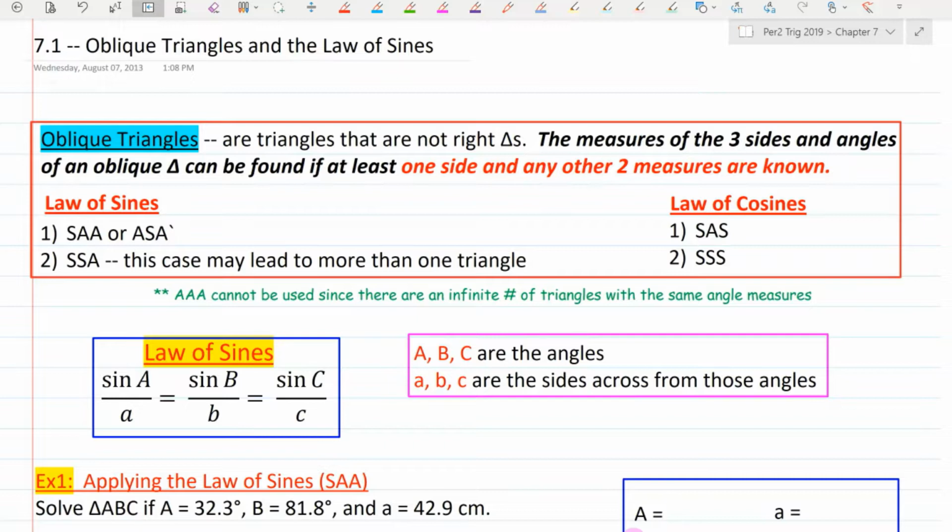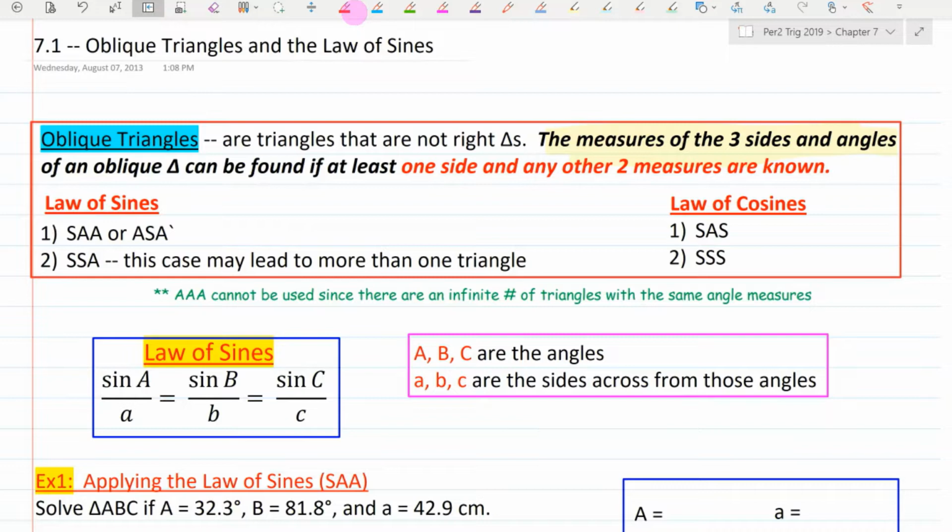We're going to be talking about triangles and law of sines today. So we're going to be able to solve triangles. And when it says solve a triangle, we're going to find the measures of the three sides and angles. Okay. And you can do this as long as you know three different parts usually.